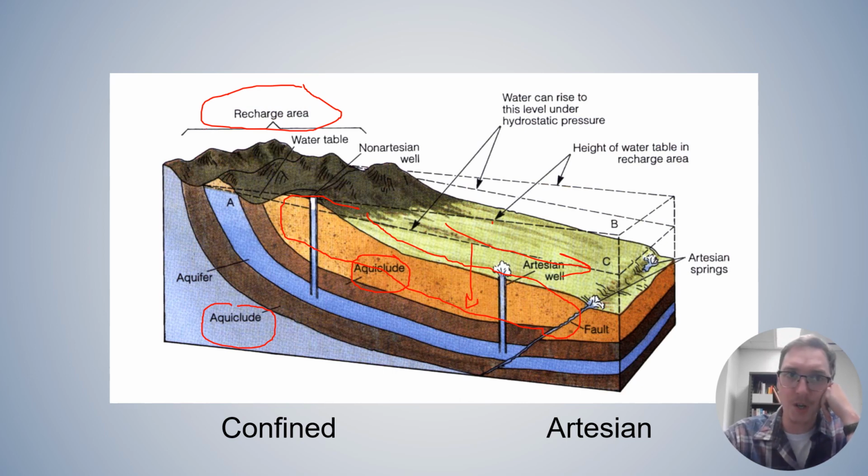So here your recharge area is up top. It rains on these mountains, and finds its way into the subsurface here. Sometimes where you have things like faulting or whatnot, you can actually have water seeping up, and we have what's called artesian wells or artesian springs that can form in those joints and faults within your bedrock.